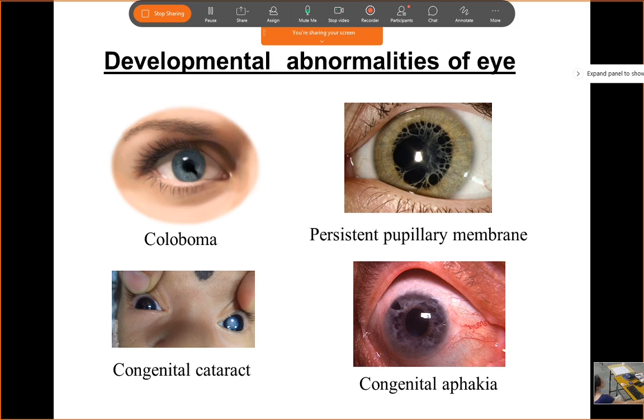Now there are some abnormalities of the eye that may be interesting, isn't it? All these developmental abnormalities are present since birth. Now here this is the congenital coloboma.